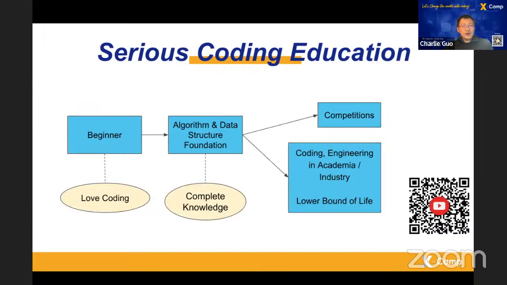For our coding problems and solutions, we provide a beginner level for the kids to love coding. Then we provide algorithm and data structure foundations for the students to have complete knowledge. After that, some students might go to competitions. Some of you may follow this direction. Some of you might do more coding as an engineer in academia or industry, to have some lower bound of your life skills to be a software engineer.